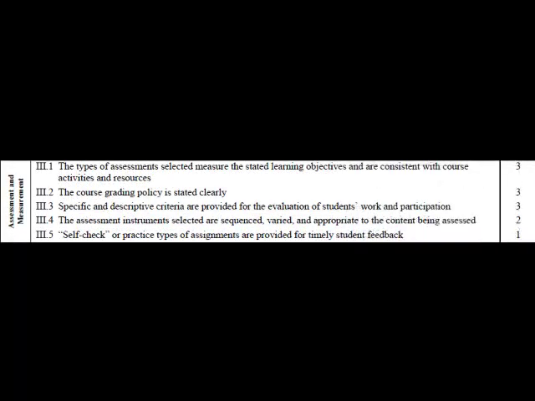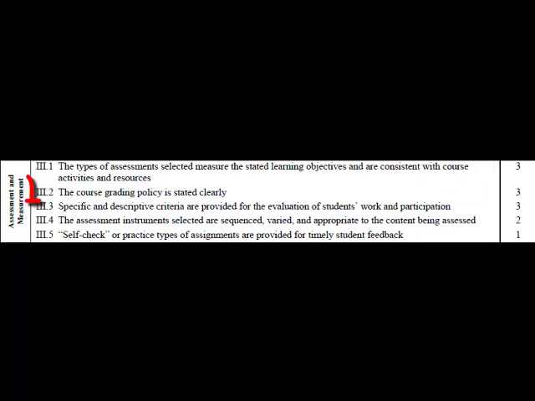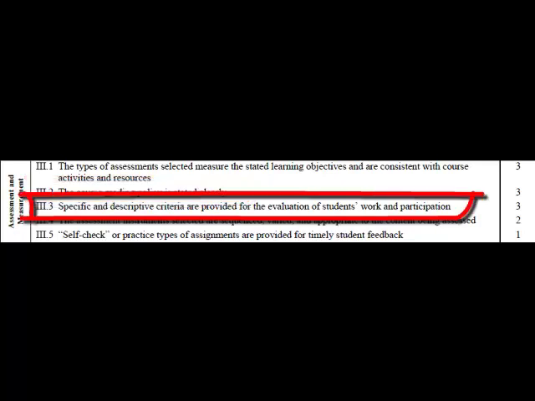And again, there are 5 elements here. The types of assessments selected measure the stated learning objectives and are consistent with course activities and resources. That's a 3. And the course grading policy is stated clearly, again a 3. And then the third element, specific and descriptive criteria are provided for the evaluation of students' work and participation, also a level 3.